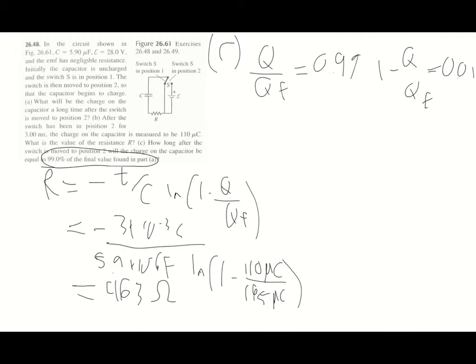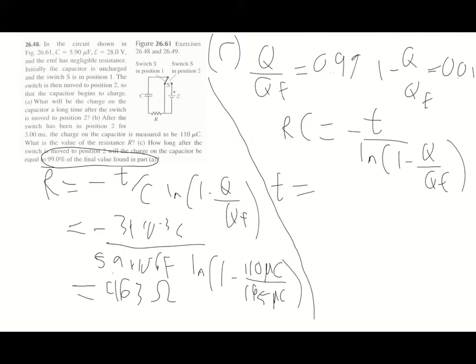And I went back to that expression that I had over here, RC equals negative T over ln of 1 minus Q over Q final. Remember we had that one earlier? And I just rearranged it now to find out what time is. So I'm going to multiply both sides by the expression in the denominator and multiply by -1. So time is just going to be negative RC natural log of 1 minus Q over the final charge.